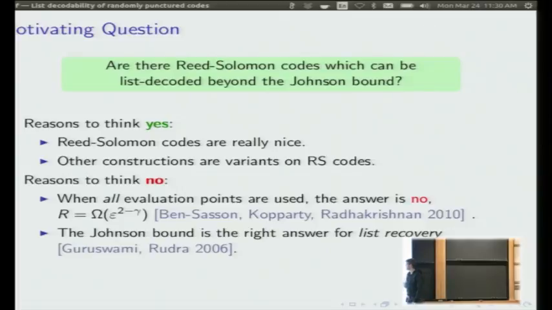So that is, there exist Reed-Solomon codes, by which I mean there exist ways to pick those evaluation points, for which the answer is no. So I can't improve the rate if I take, for example, all of the evaluation points, or more generally, if your evaluation points contain some nice algebraic structure. You sort of need this epsilon squared bottleneck or something very close to it. And another piece of evidence pointing against it is that the Johnson bound is the right answer for the list recovery problem, which is related to list decoding.